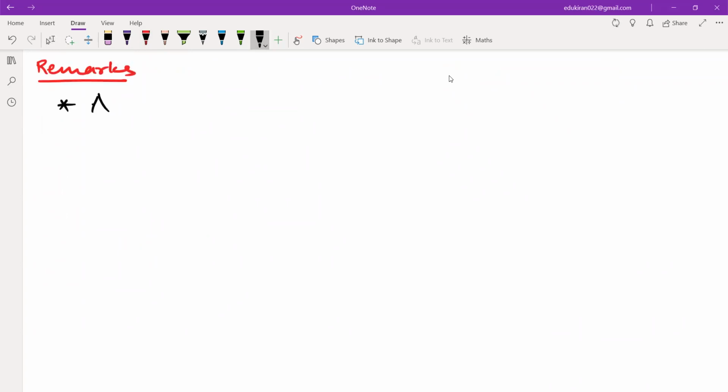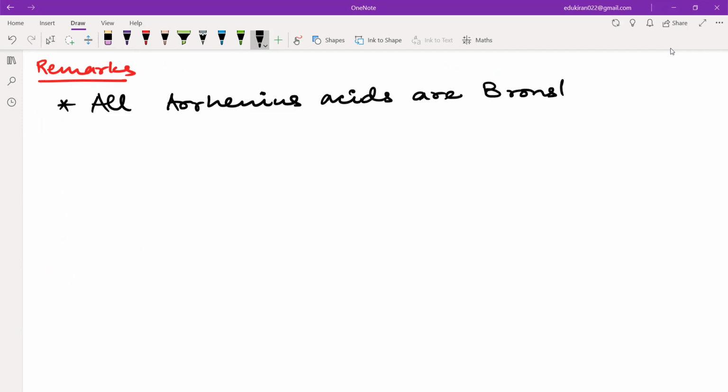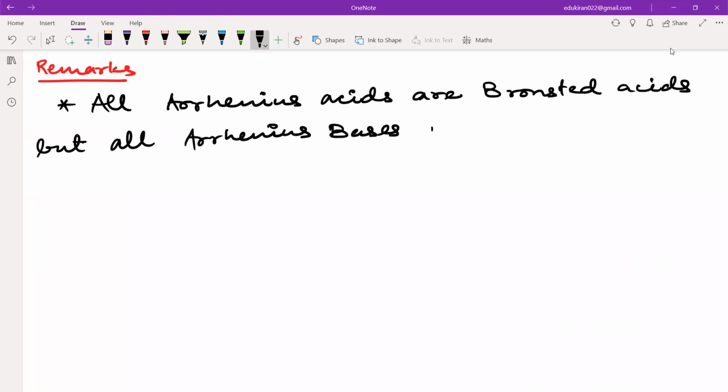First point is all Arrhenius acids are Bronsted acids. But all Arrhenius bases are not Bronsted bases. Okay. How? You can write an example. If I look at NaOH, it has OH negative group. That is why this is an Arrhenius base, right?